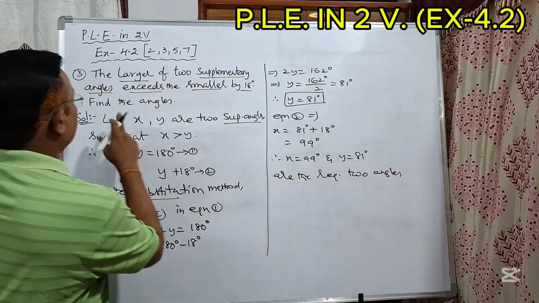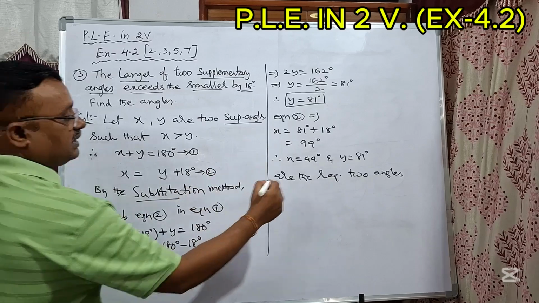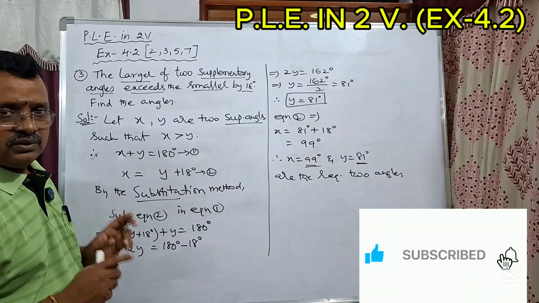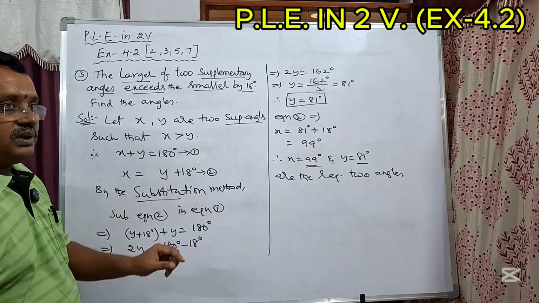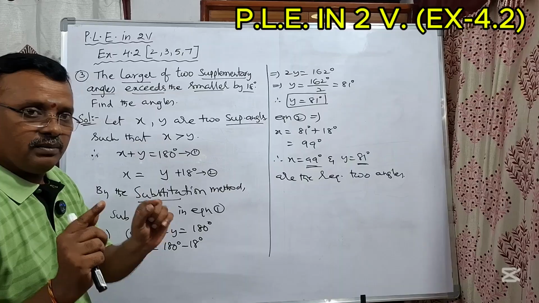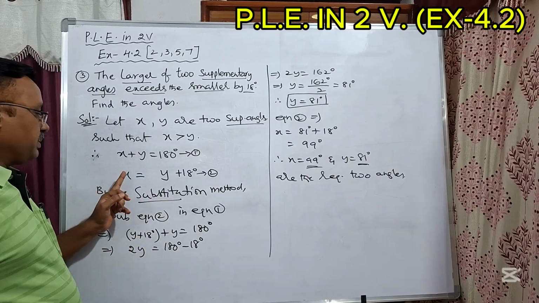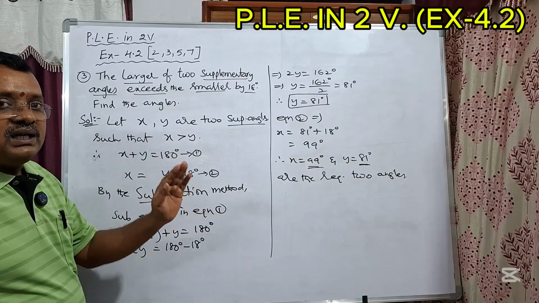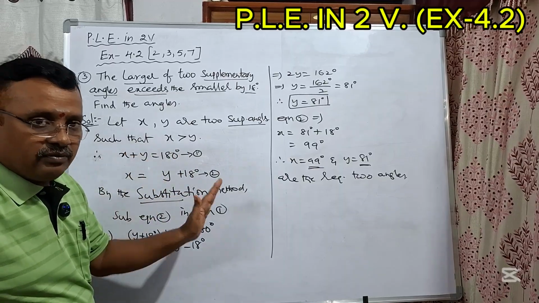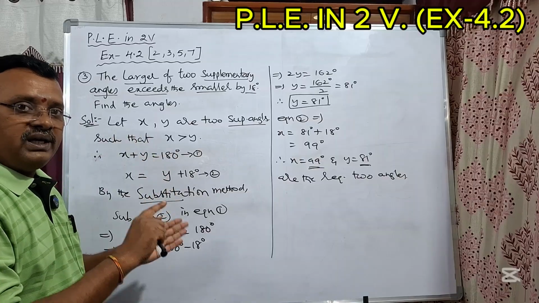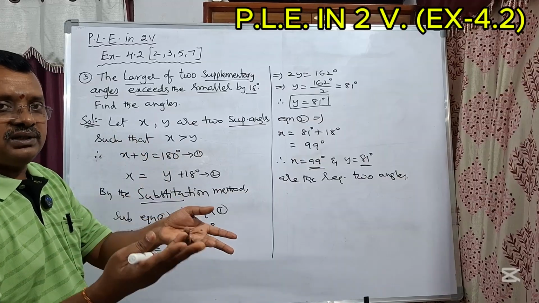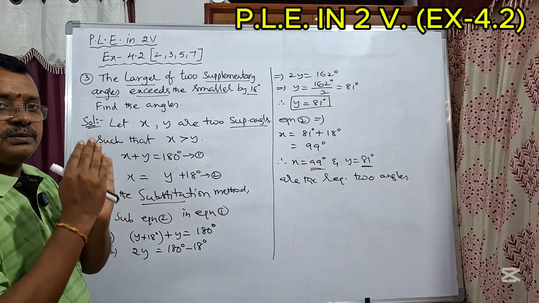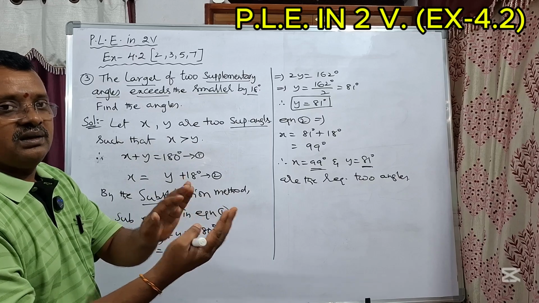Find the angles. Those are the two angles, 99 degrees and 81 degrees. Understood? So, in substitution method, what is the most important point we have to remember? Try to express one of the variables in terms of the other. It may be x in terms of y or y in terms of x. It is your choice. Whichever is easy, prefer that one.